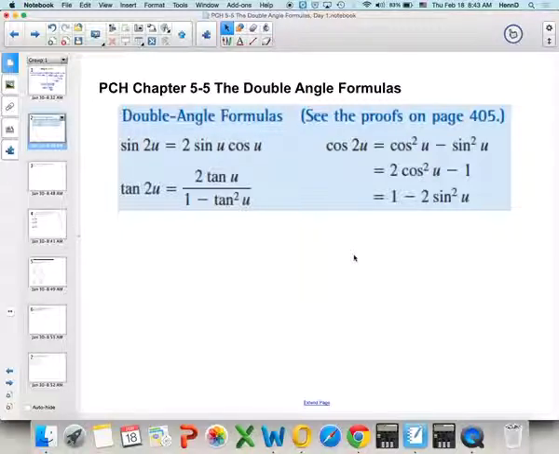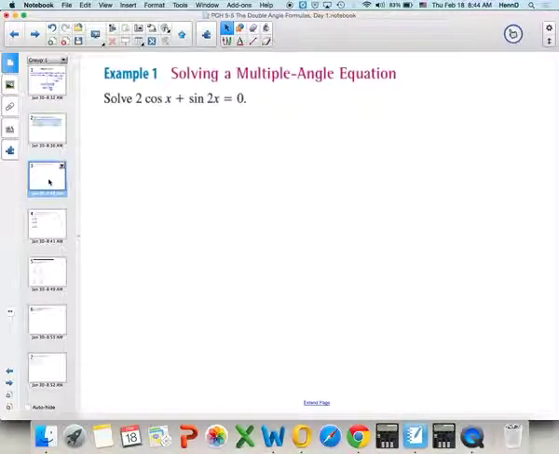Now, there's a couple of things that we can do with these. Obviously, it is possible to use these in proofs. We've done a lot of proofs already. I'm not going to do an example of this necessarily, but I do want to do 2 examples of a couple of different things that we can do with our double angle formulas. One is, how do we solve an equation where there is a trig function that just has x in it, but then you have another trig function that has 2x in it?